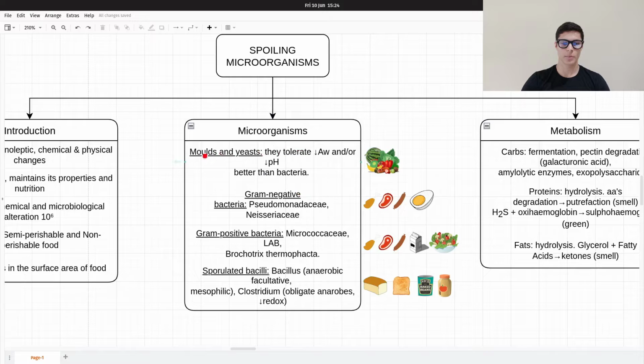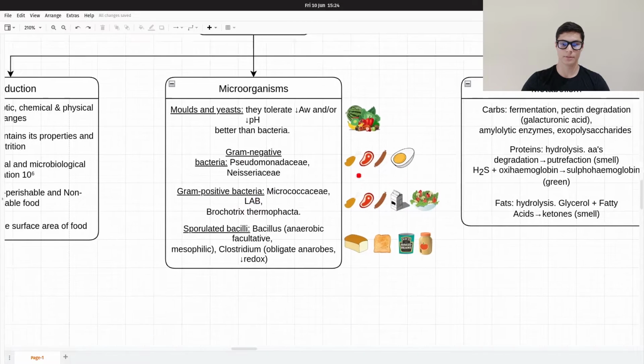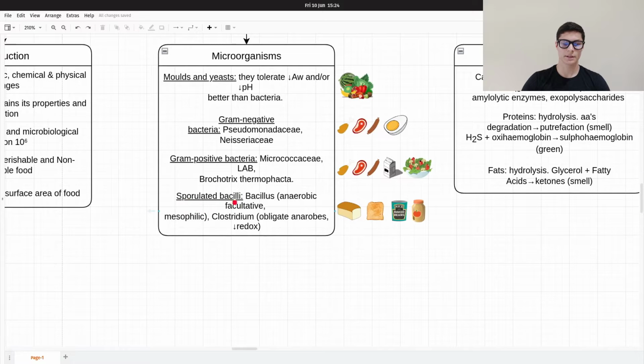So spoiling molds and yeasts tolerate less water activity and less pH than bacteria, if you remember. And they act mainly on the vegetables. Gram-negative bacteria, such as these two families, affect the meat and the eggs. The gram-positive bacteria affect the meat, the milk, because we have lactic acid bacteria, and the salads as well, the greens, the veggies.